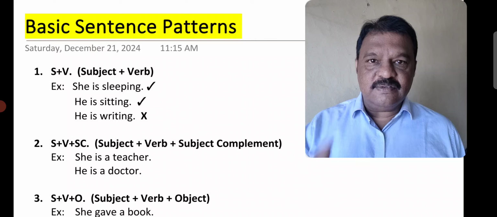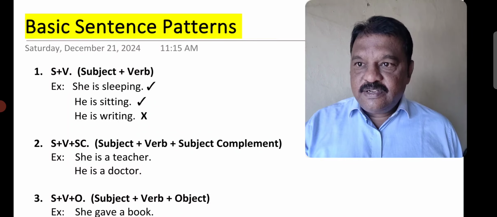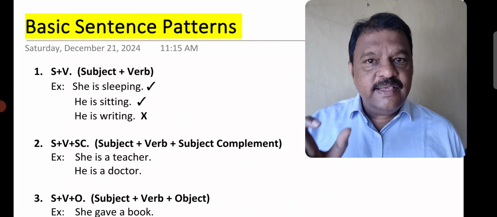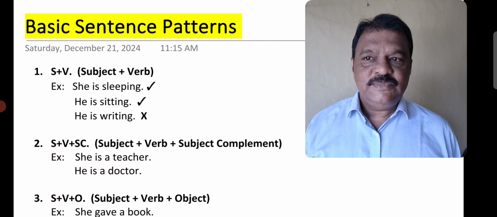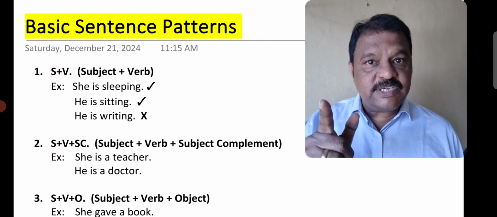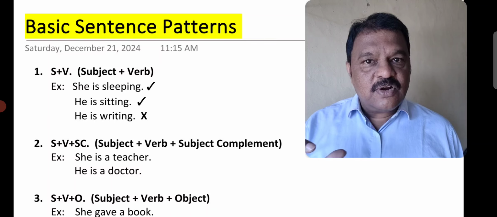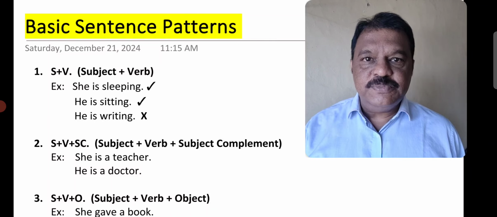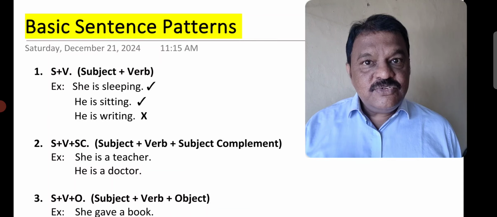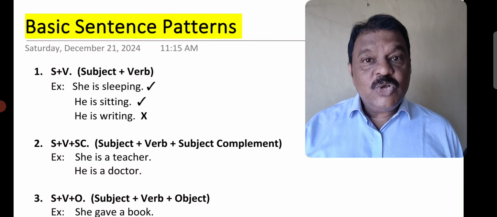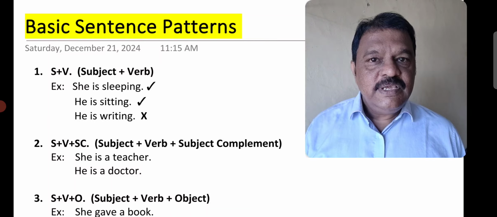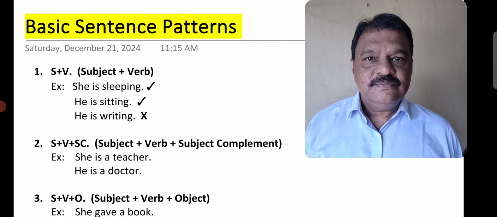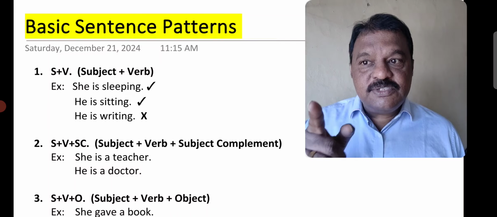She is sleeping. In this sentence and in the next sentence, he is sitting, I want you to look at the verb. Sleeping, sitting. These 2 verbs are called intransitive verbs. Intransitive verbs are the verbs which do not need any object to be placed after them in the sentence. You got it?